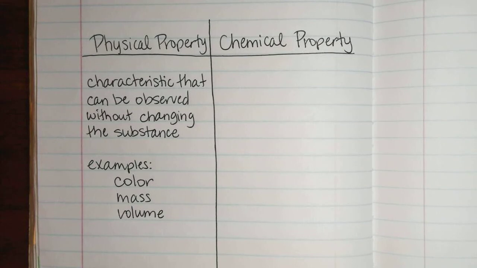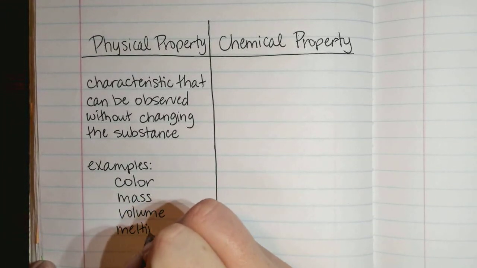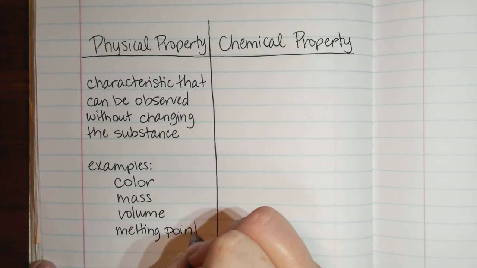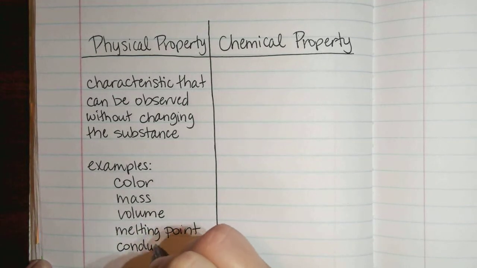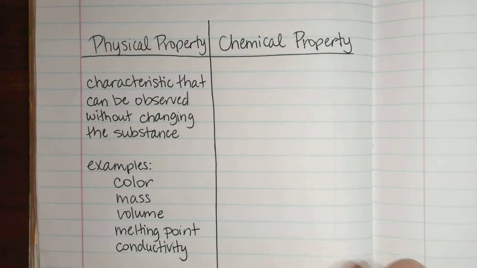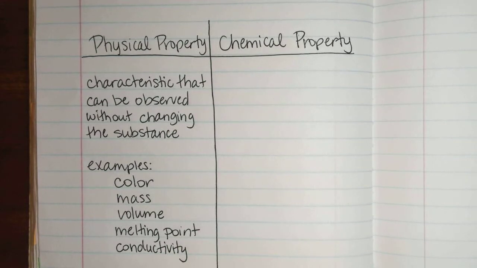Another physical property would be melting point. At what point does something melt? If you think about ice, and if you melt that, it turns into water. That's technically not changing the substance. It's still H2O. That's what water is, whether it's a liquid or a solid. All right, so we're going to say melting point. Something you may be familiar with from 5th grade is conductivity. Is it able to conduct heat or electricity? Like, does it allow that energy to pass through? Okay, you can observe that without changing the substance.